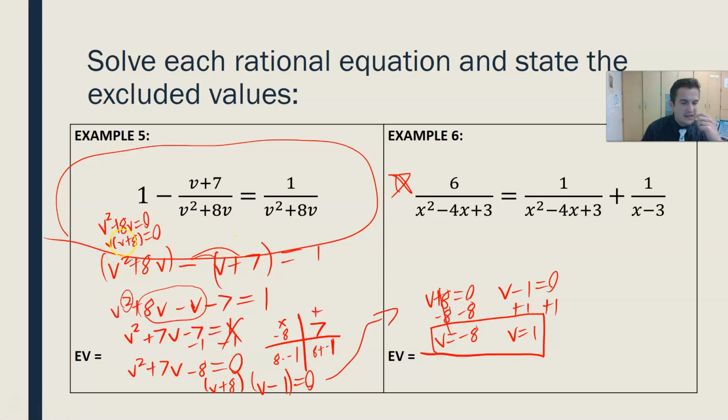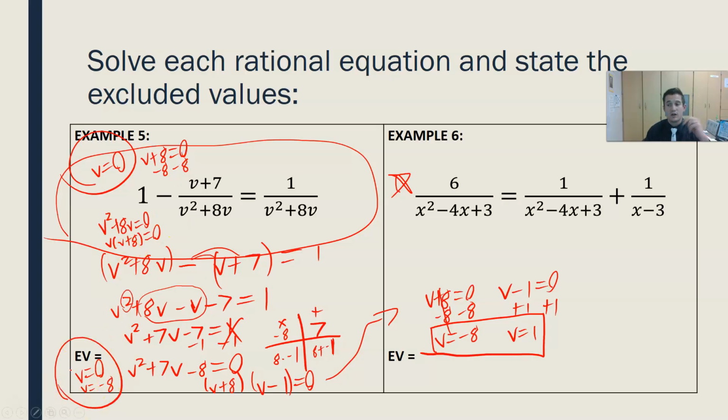So any values of v that satisfy this equation that would make this equal to 0 are not going to work. So if I set v equal to 0 and v plus 8 equal to 0, v equals 0 wouldn't work. That would be an excluded value. And when I subtract 8 on both sides, v equals negative 8 would also not work because that would make me divide by 0. That's an excluded value.